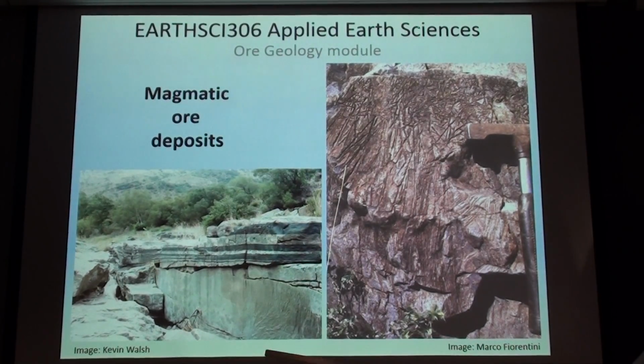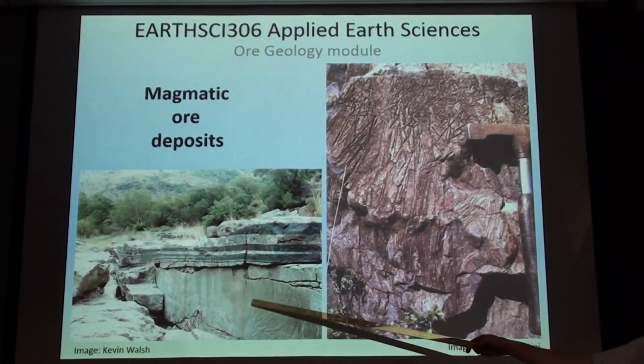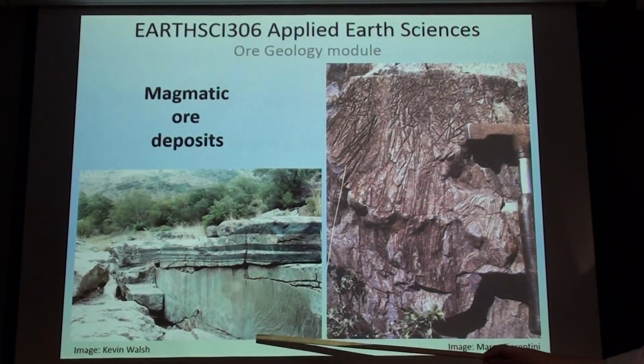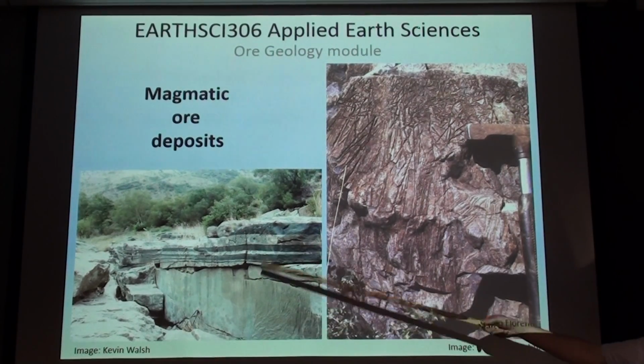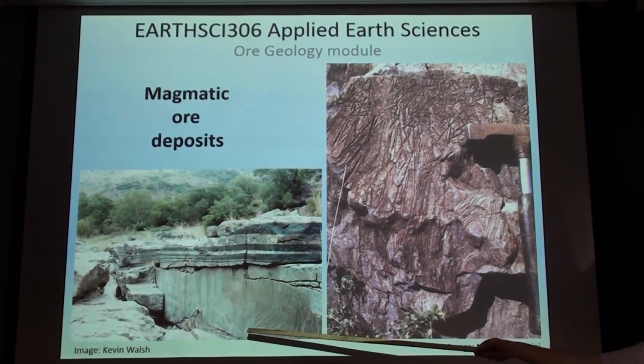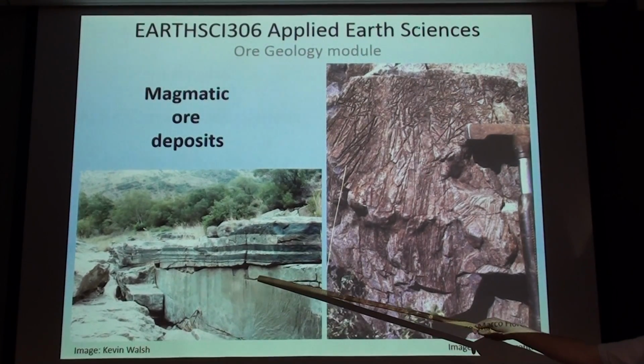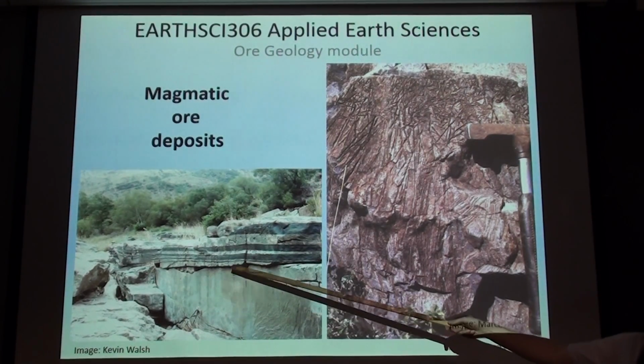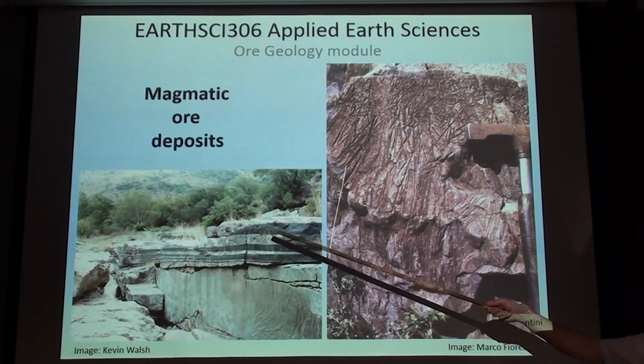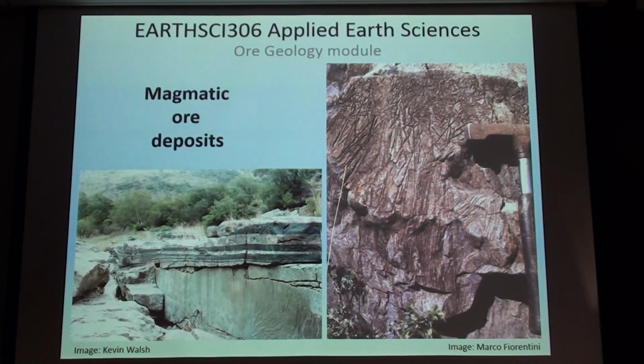And this is a picture from a layered intrusion. Obviously we had sequential crystallization of some felsic cumulates, followed by sudden crystallization of layers of chromite. And this is a picture of komatiite lava.